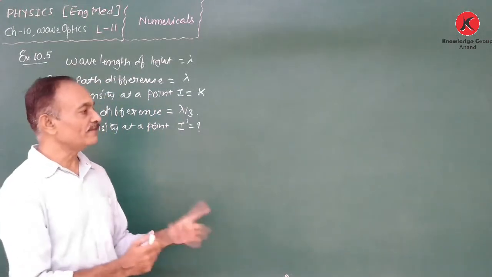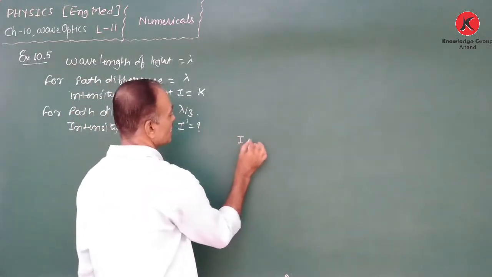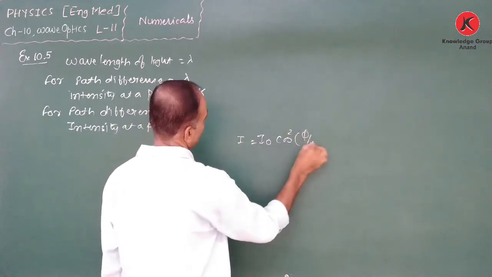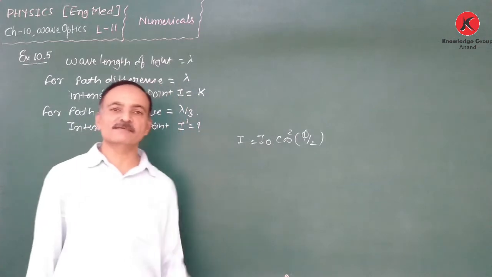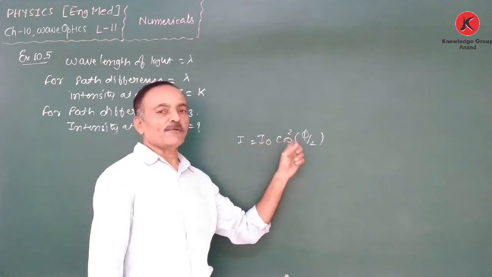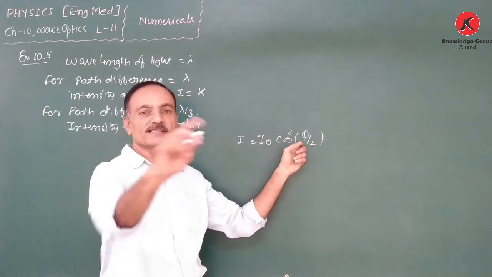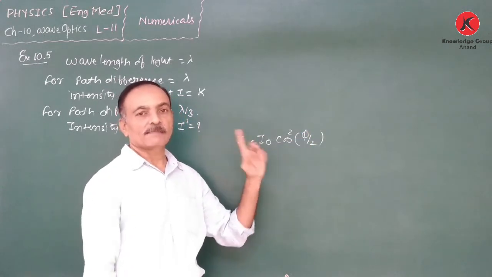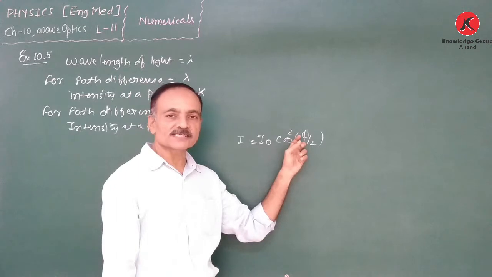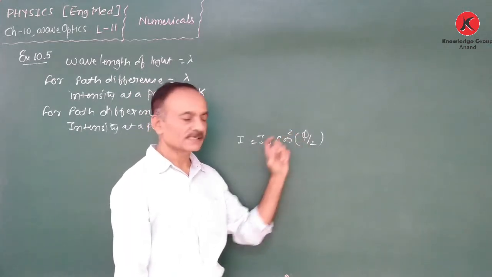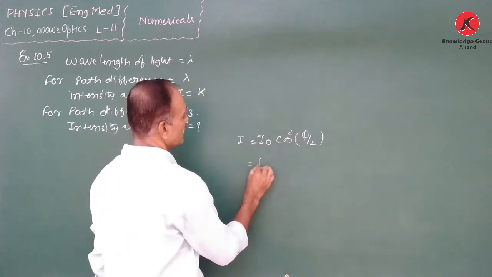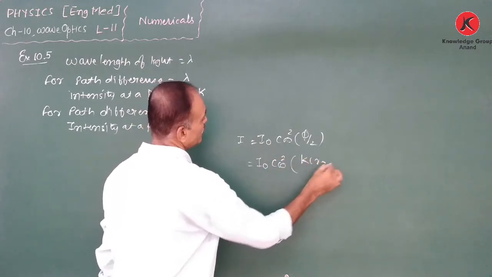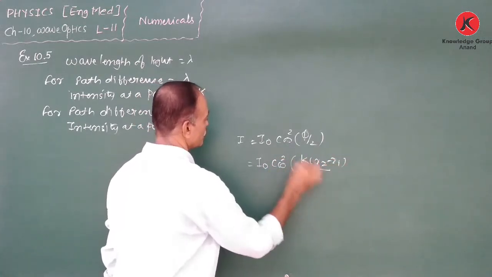formed. Already we know that I is equal to I0 cos square phi by 2. We derived this equation at a point where the phase difference between the two superposing waves is phi. But here, the path difference is not given in phase angle. Here we are using the equation cos square of k into r2 minus r1 by 2.